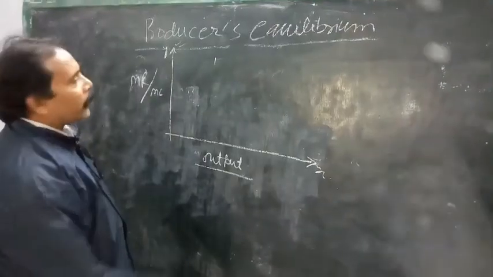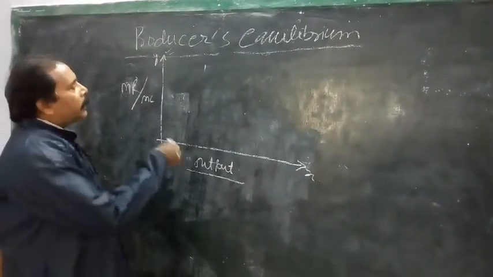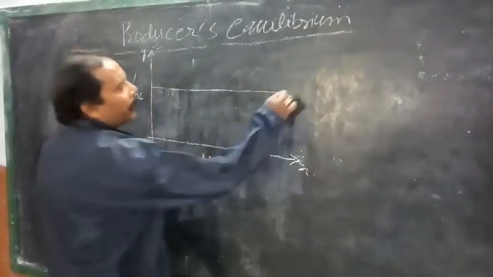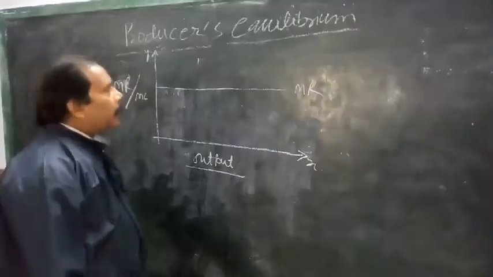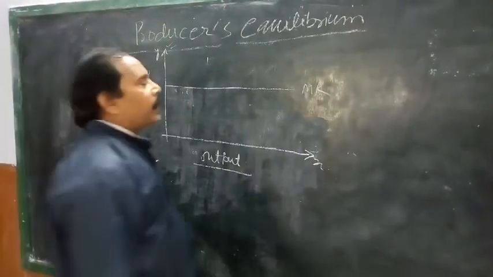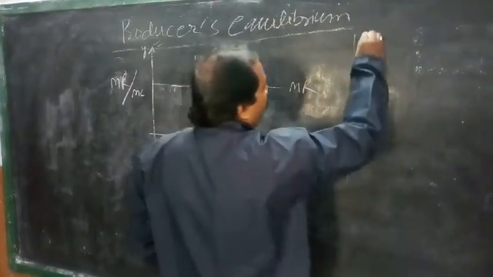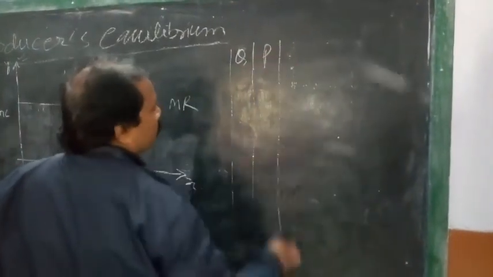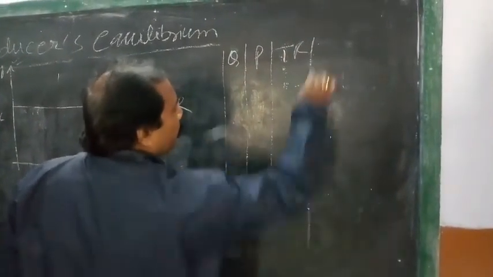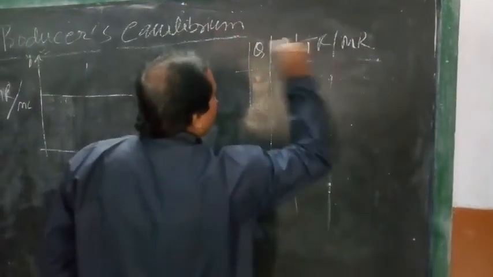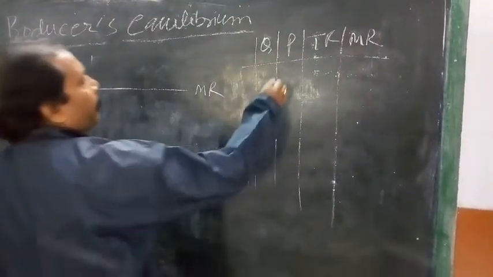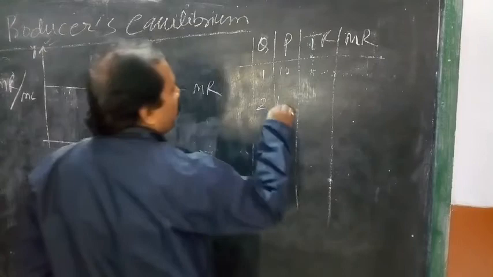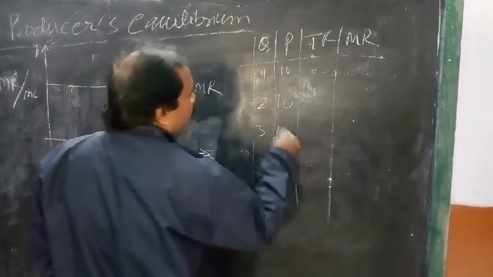So first of all, MR. In case of perfect competition, what do you find? We find that MR will always be a straight line parallel to the x-axis, because here the TR increases at a constant rate. So if that is the price, first of all I have taken the quantity and that is the price. So TR and MR, what will they be? Look here, what do we find? If the price is rupees 10 for one unit, for the second unit again the price will be 10, third again 10 and so on.